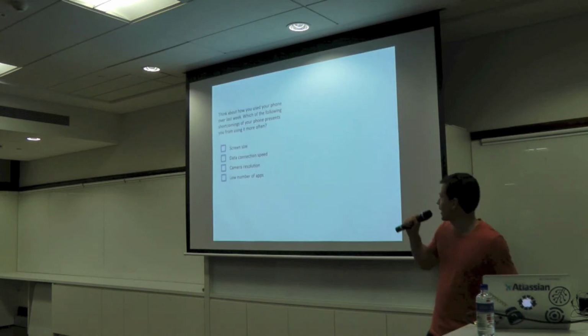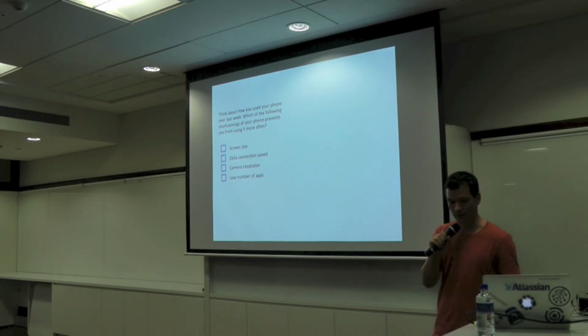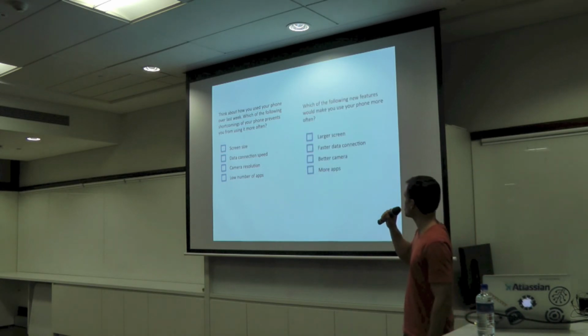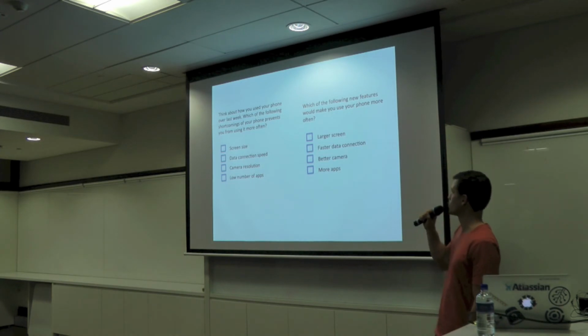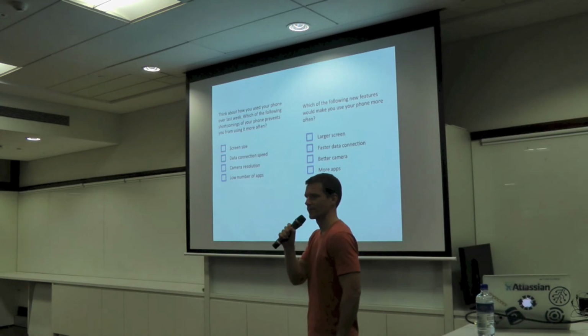Okay, we're almost there. Next one, think about how you used your phone over the last week. Which of the following shortcomings of your phone prevents you from using it more often? And then there are a couple of characteristics of a phone. The other one says, which of the following new features would make you use your phone more often? And then the same options. Which one produces the bias?